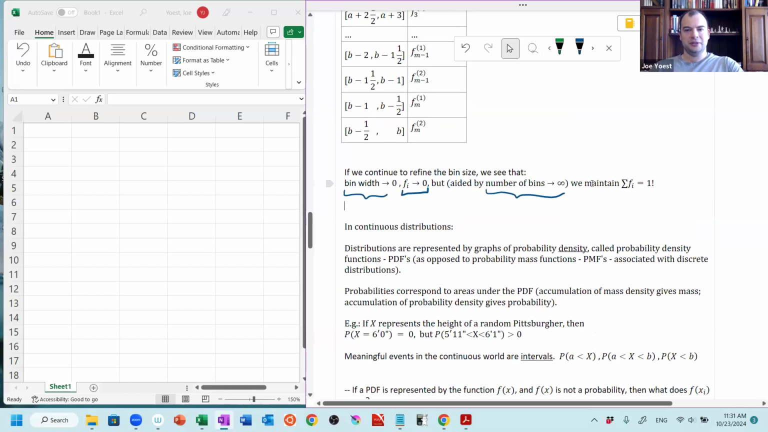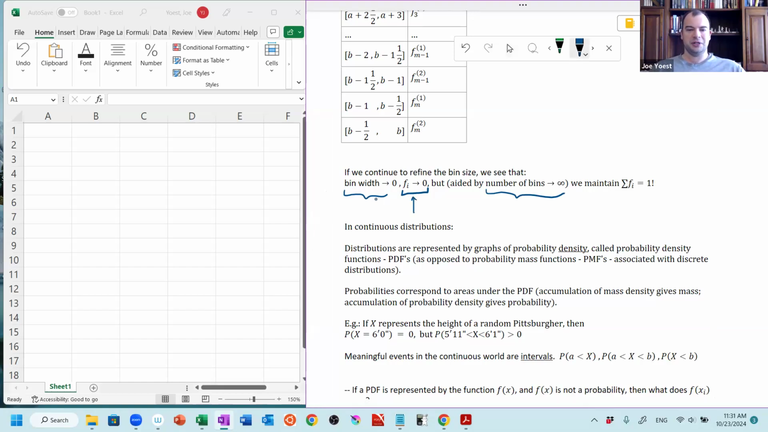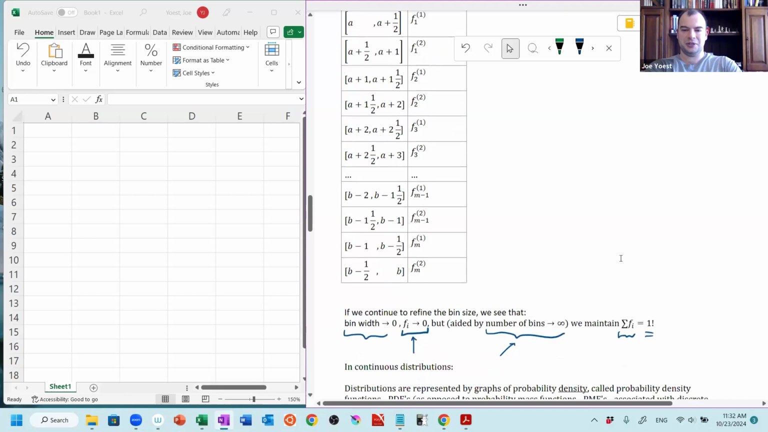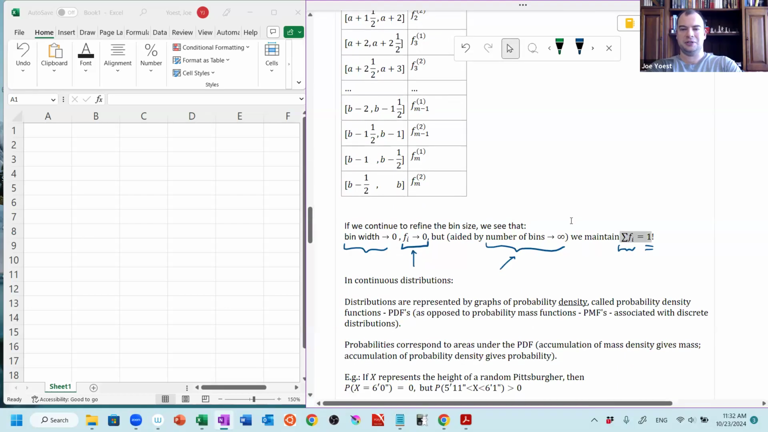But really importantly, bin width is getting smaller, number of bins is getting larger. My frequencies are getting smaller, but my number of bins is getting larger. When I add up all my frequencies, I haven't changed how many data points I collected. I've just changed what the bins look like, how big or small the bins are that the data points are getting put into. My number of data points still stays the same, or my total frequency still stays the same.